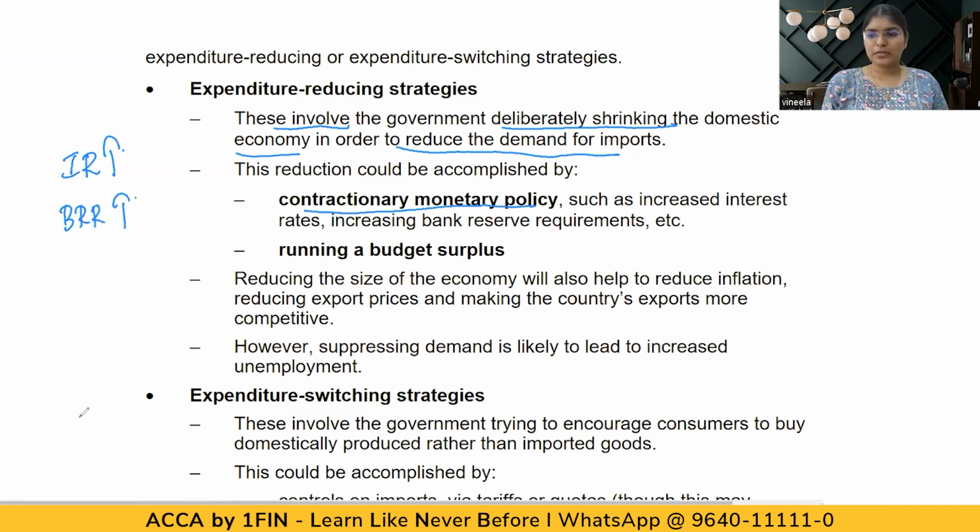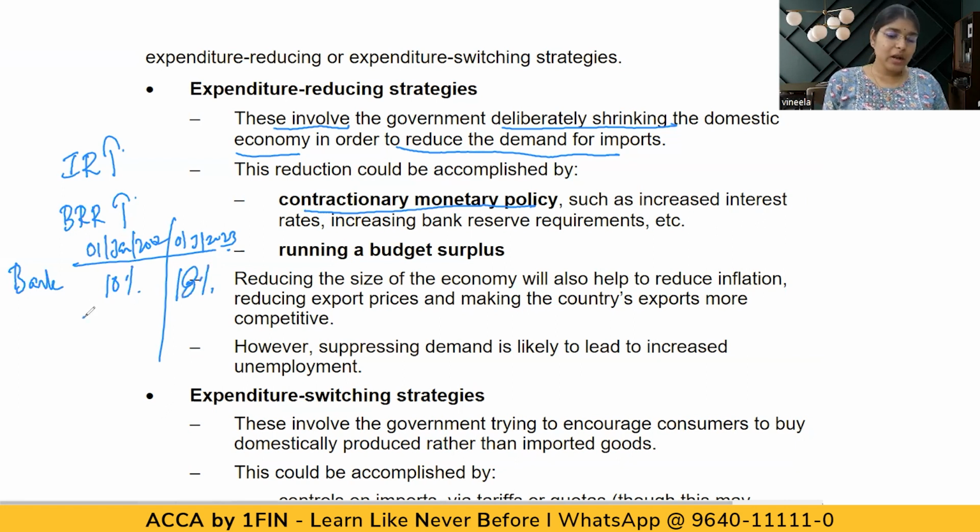So this is a different concept that relates to monetary policy, but as we are here, let me explain this concept also. Assume a bank on 1st January 2022 and 1st January 2023. The interest rate to get a loan from a bank is, assume, 10%. And in 2023, they have increased this interest rate to 18%. So at 10%, there are around 2 lakh people who have taken loans.